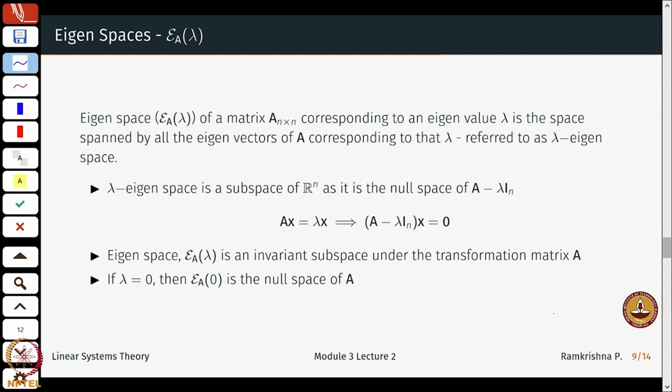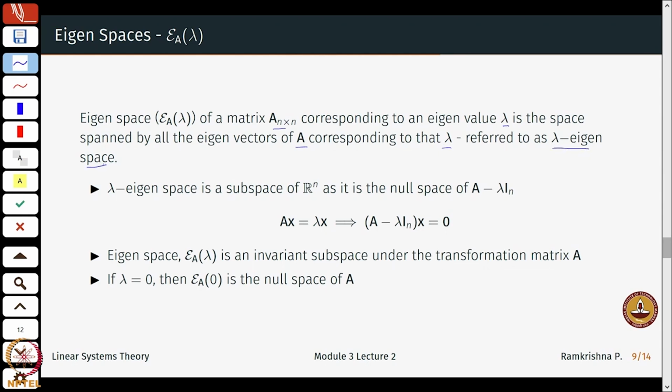Now, once we have these vectors, it is natural to associate them to a space, right. If I extract 2 or 3 vectors, I will be interested in what kind of space they span. So, that leads us to defining the concept of an eigenspace. The eigenspace of an n cross n matrix corresponding to eigenvalue lambda: given an eigenvalue lambda, the eigenspace is the space spanned by all vectors of A corresponding to that lambda, referred to as the lambda eigenspace.